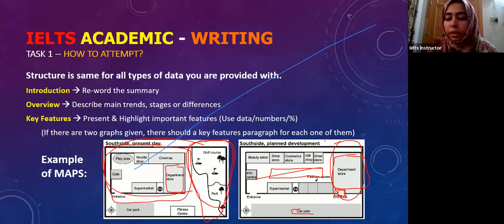The planned development: what are the developments? A gift shop would be created, a shoe store would be created, a cosmetic store would be created, because these were not present before. The number of shops was very small. The play area has been eliminated because there is a beauty salon instead of that. So that's how you should attempt the maps questions. I hope you have understood my point.